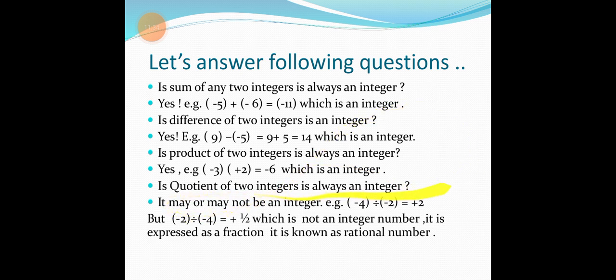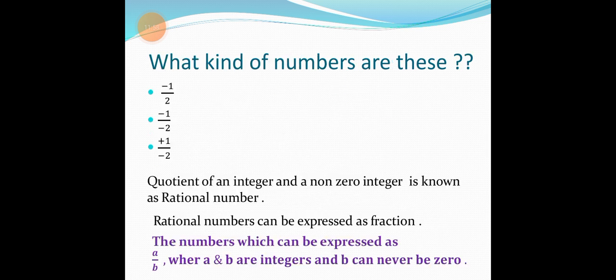Is the quotient of two integers always an integer? It may or may not be an integer. Like minus 4 divided by minus 2 is equal to plus 2, so it depends on the situation. But if it's minus 2 divided by minus 4, that is equal to plus 1 over 2, which is not an integer, but because it is expressed as a fraction, it's known as a rational number. So what kind of numbers are these? Minus 1 over 2, minus 1 over minus 2, and so on.